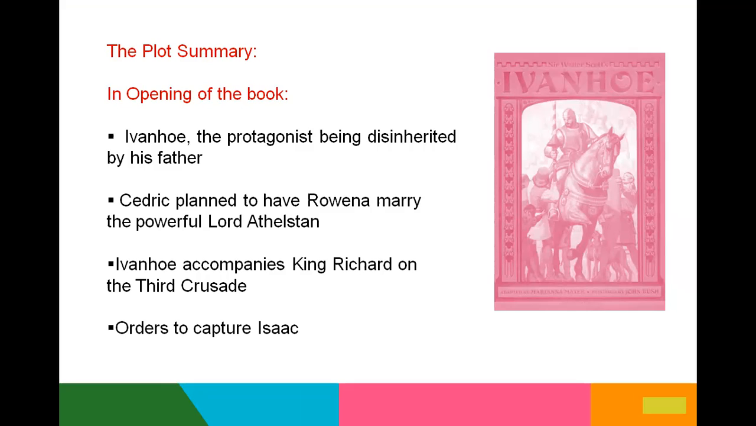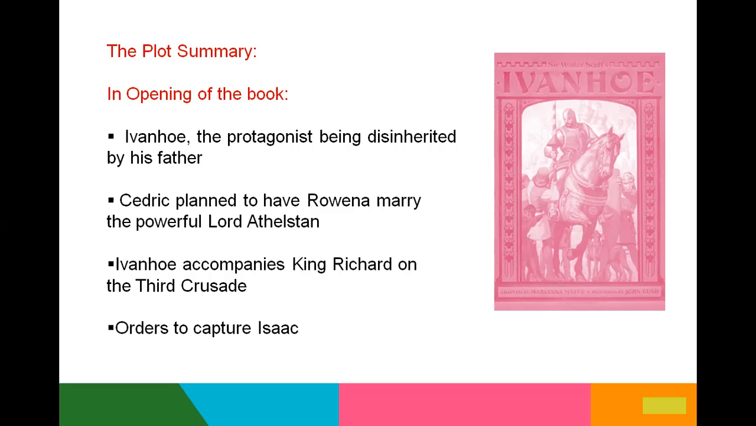Ivanhoe is disinherited by his father. He is out of favor with his father. There are two reasons behind it. Because Ivanhoe supports King Richard, the Norman king, his father, Cedric the Saxon, dislikes his own son, Ivanhoe. And the other reason is that he is in love with Rowena, his father Cedric the Saxon's ward. Cedric planned to have Rowena marry the powerful Lord Athelstan, the highborn noble Saxon, so that he can reawaken the Saxon royal line. And therefore, Ivanhoe is disinherited by his father.